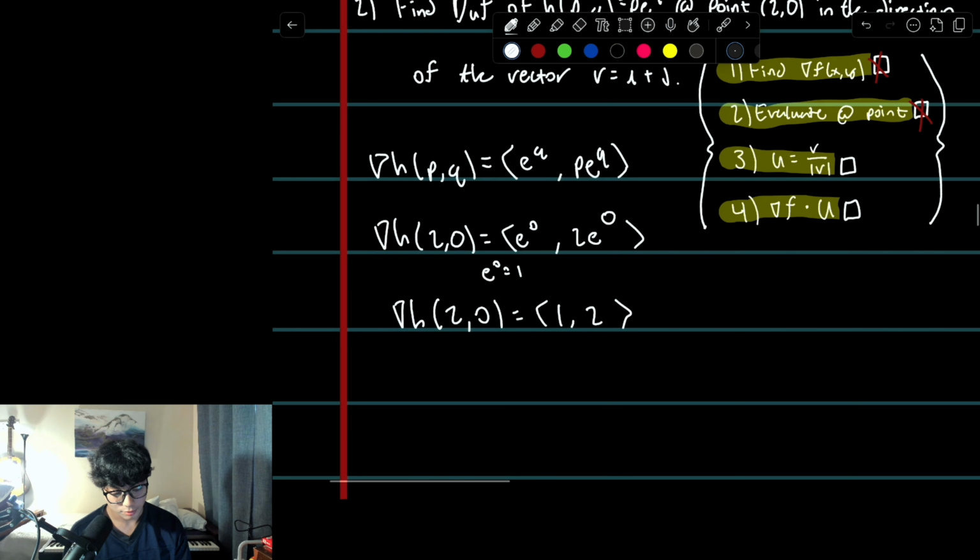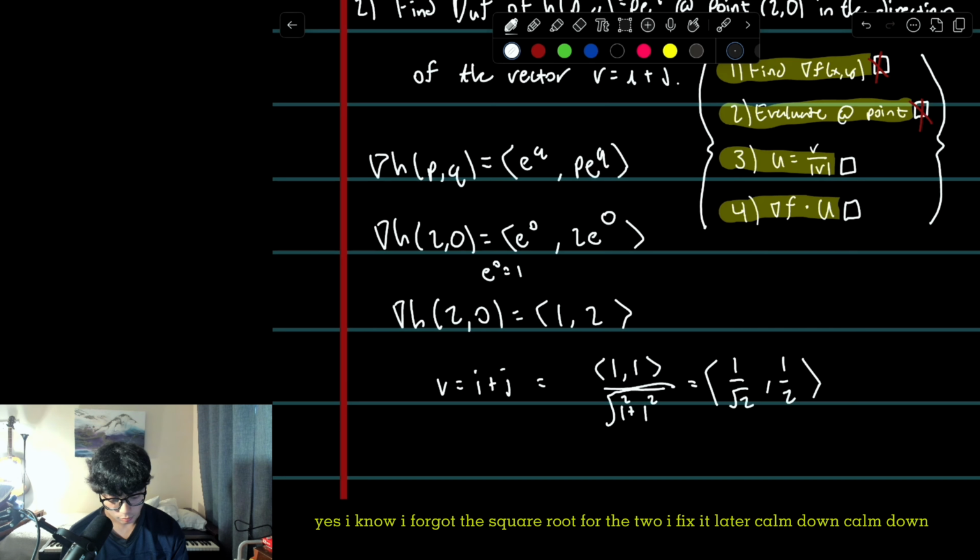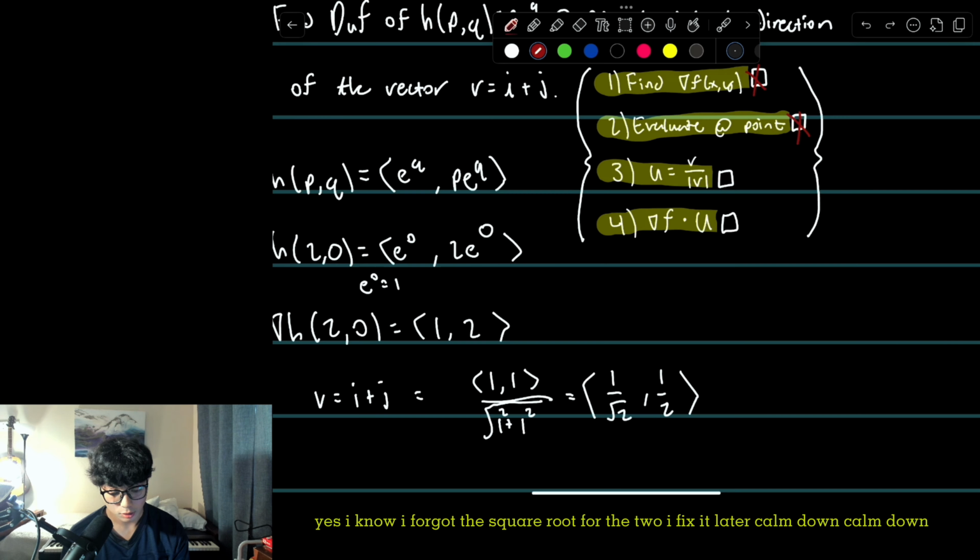Now the next step is to find the unit vector of i plus j, which is the exact same as just saying <1, 1> in component form over the square root of 1 squared plus 1 squared, which then becomes <1 over the square root of 2, 1 over the square root of 2>, which is our unit vector. And so then we can check step 3 off our list.